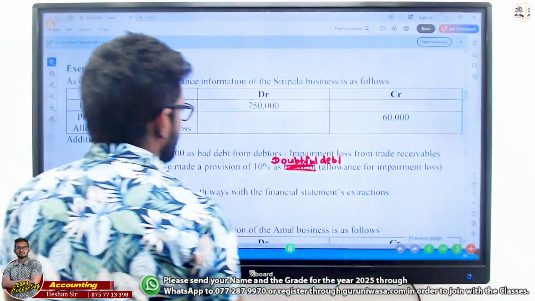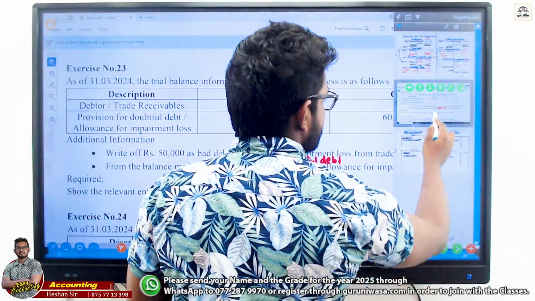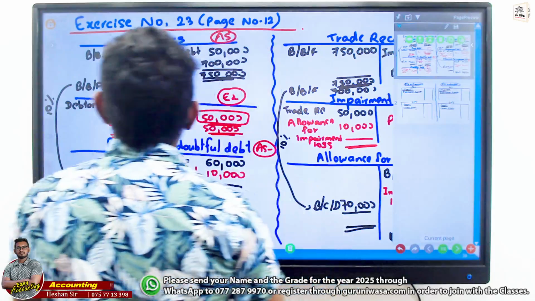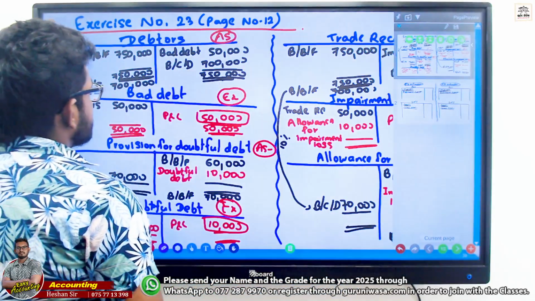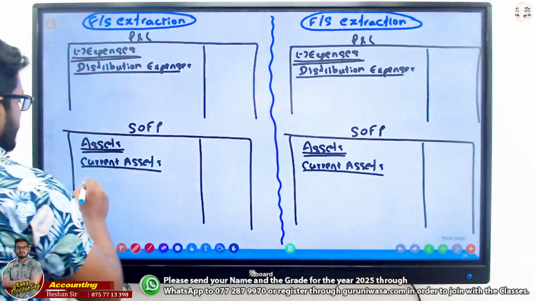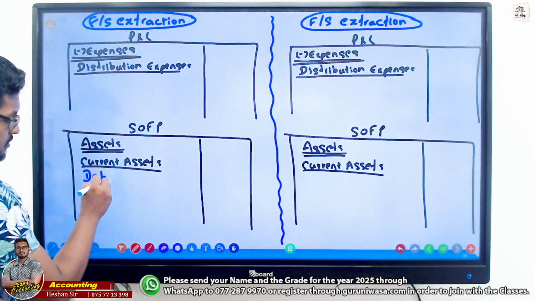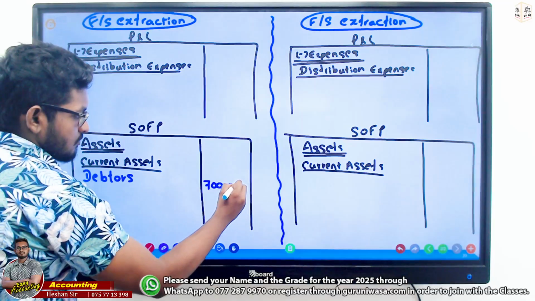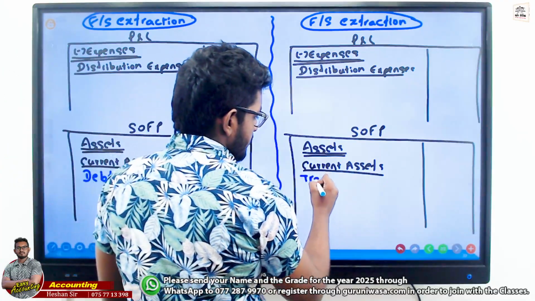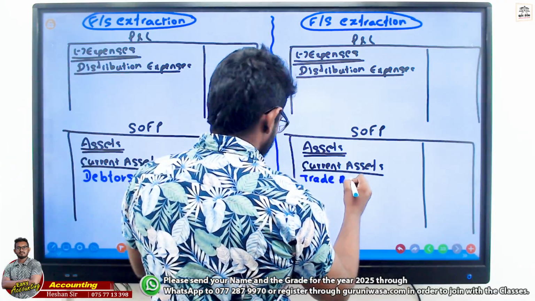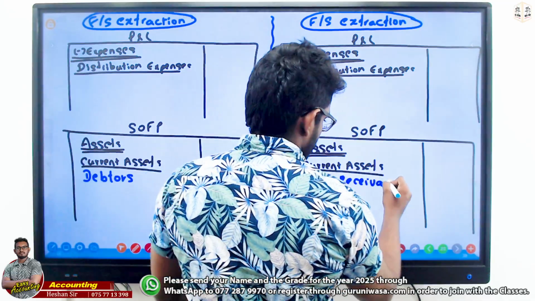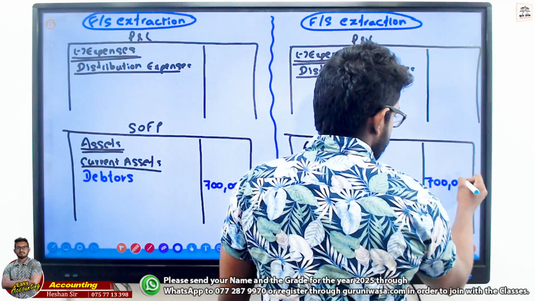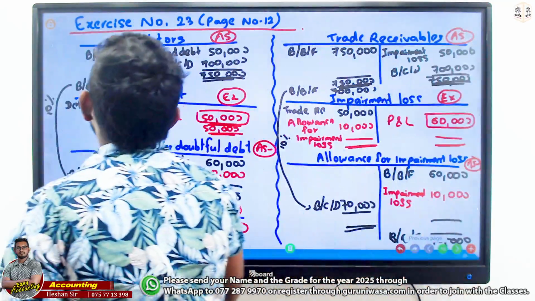Okay. Now in here, when it comes to financial statement extractions, debtors 700,000. This way, the allowance method, we identify as trade receivables, 700,000. We identify the closing balance after deducting the bad debt amount. Is it clear?